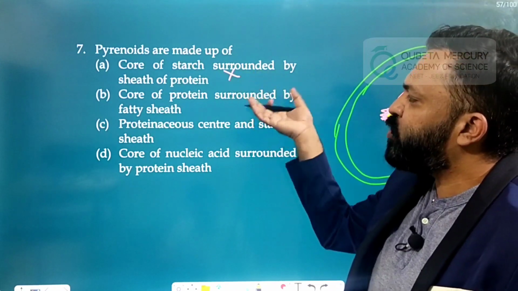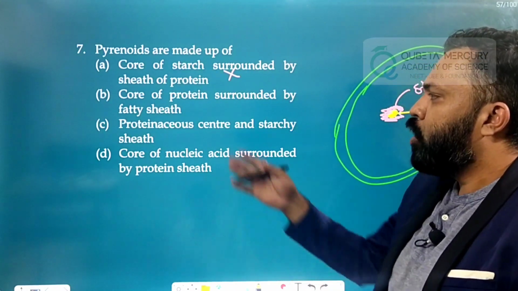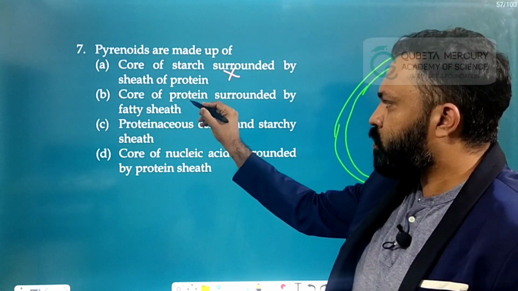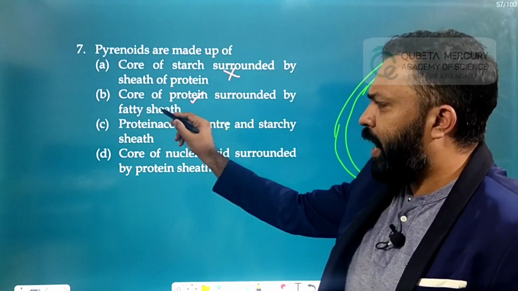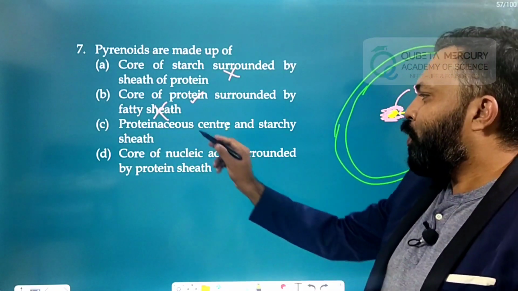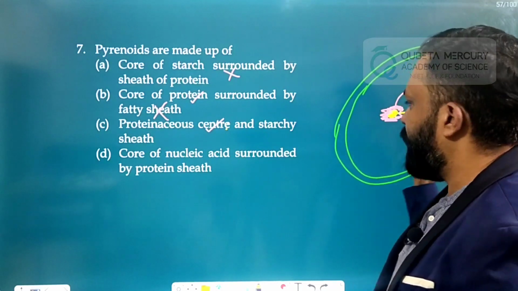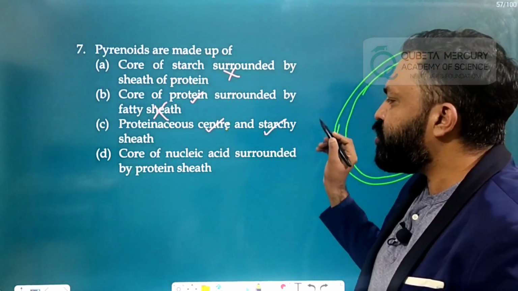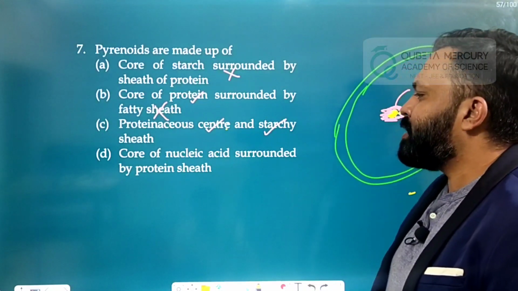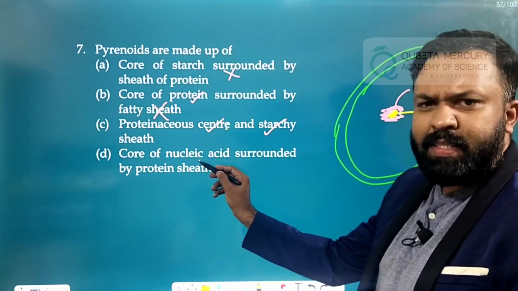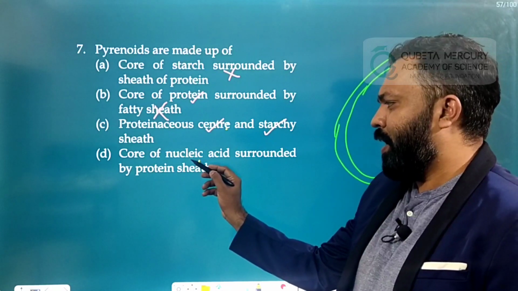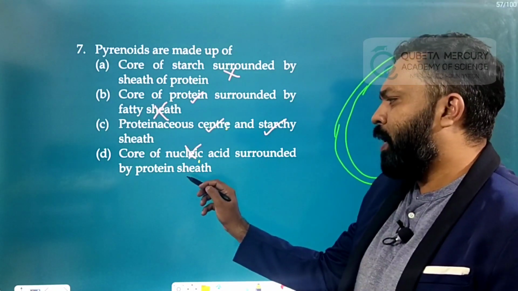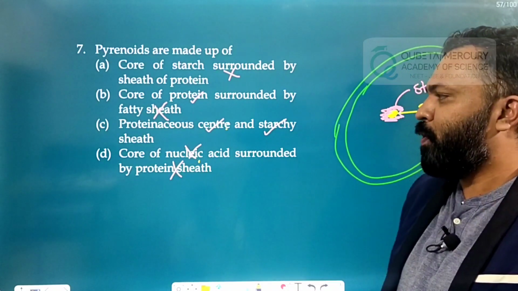No, the case is just reverse in the pyrenoids. Core of protein, okay, this one is okay. Surrounded by fatty sheath? Not at all. Proteinaceous center, yeah, protein rich center, the core is made of protein, right? And starchy sheath around, exactly, that is fine. And core of nucleic acid? Nucleic acid means DNA or RNA, which is not at all, right? So surrounded by protein, that also is not at all possible.